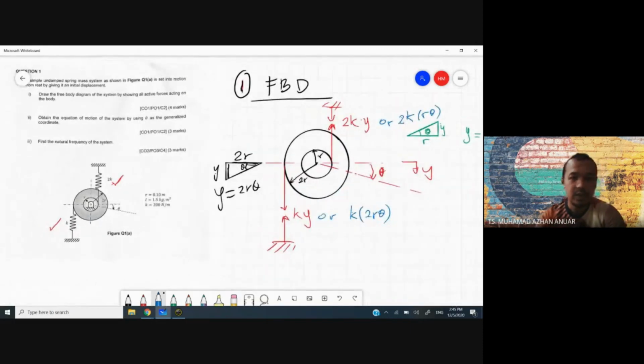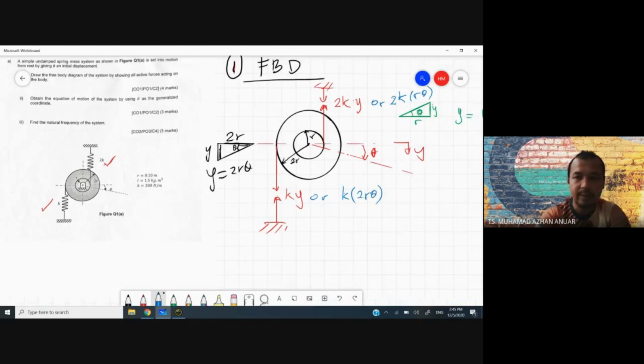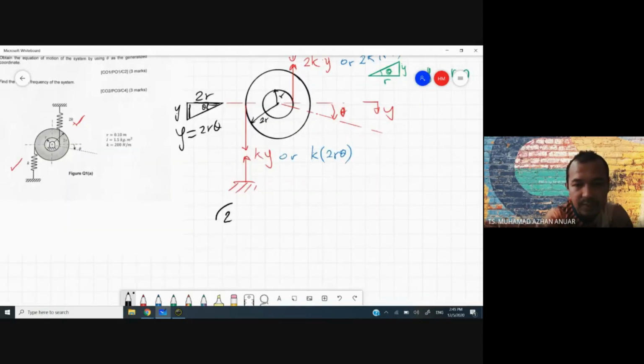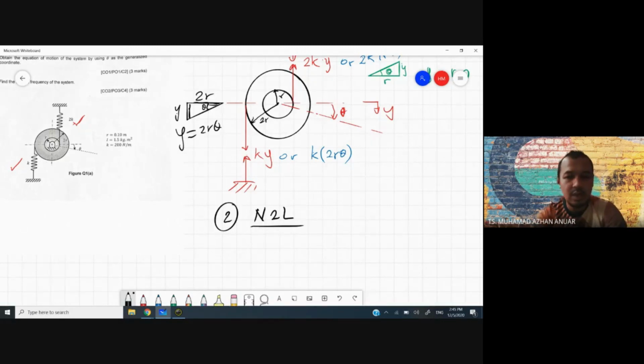So this already answers question number 1. This step already answers question number 1. Right. So let's go to step number 2. What is step number 2? We should have Newton's second law for step number 2. In this case, since it is rotating about point O here, we should have Newton's second law as summation of moment is equal to I theta double dot.